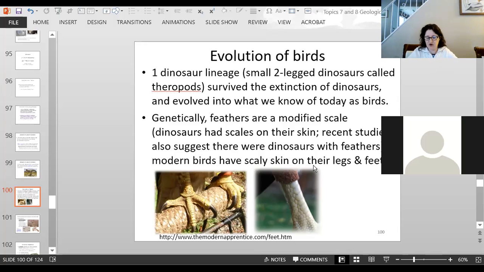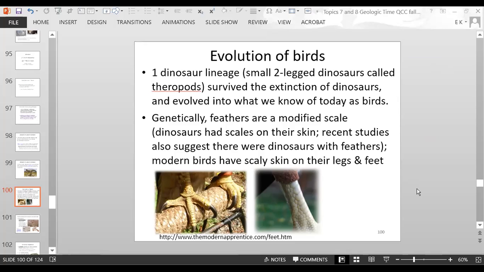So genetically, feathers are actually related to scales. Dinosaurs and reptiles have scales on their skin, but recent studies have shown that some dinosaurs actually had feathers. And when you look at modern day birds, they have scales on their skin, on their legs and their feet. So I have these photos here of some birds with scales on their legs. Again, a scale is related to a feather in terms of the genes. It's like the same gene that makes scales and feathers.